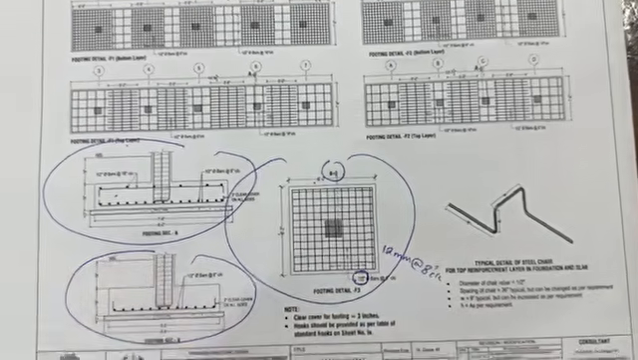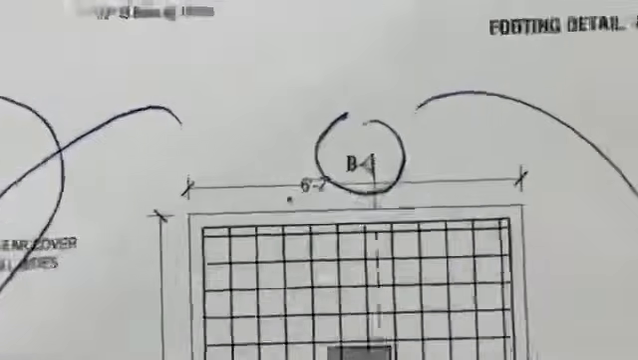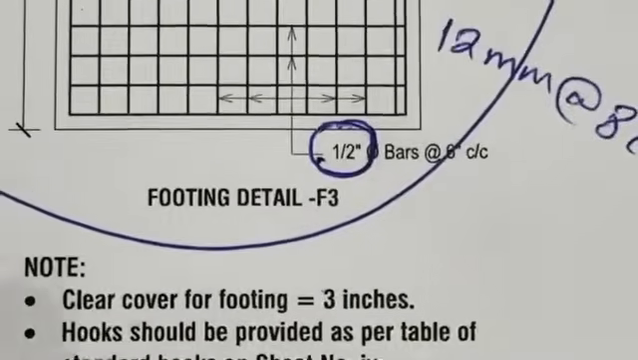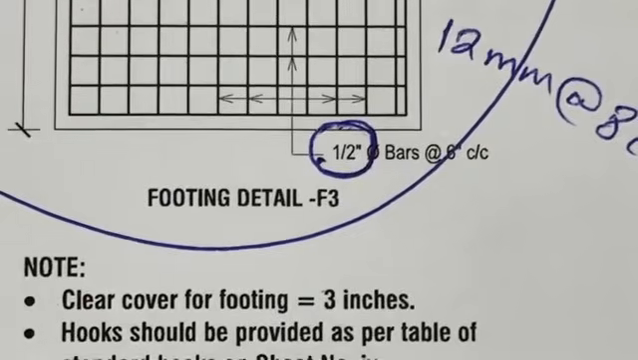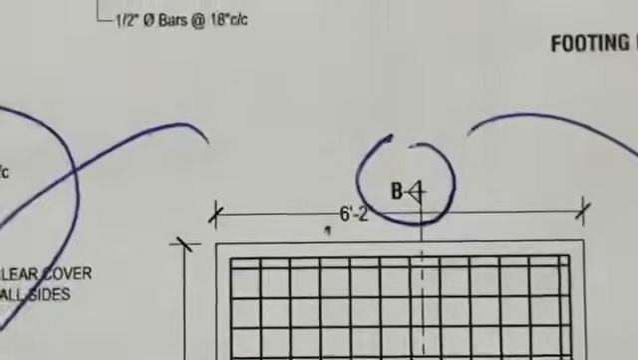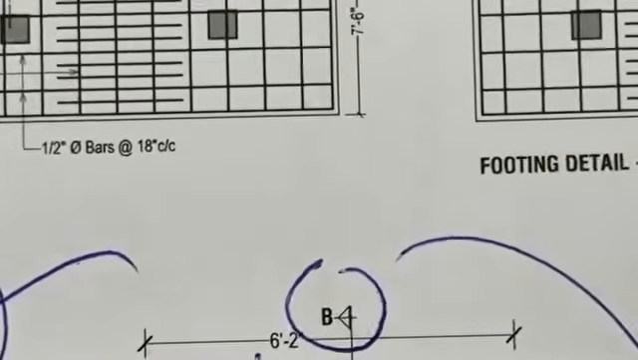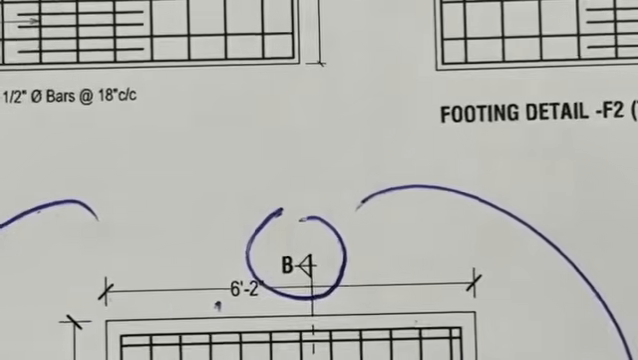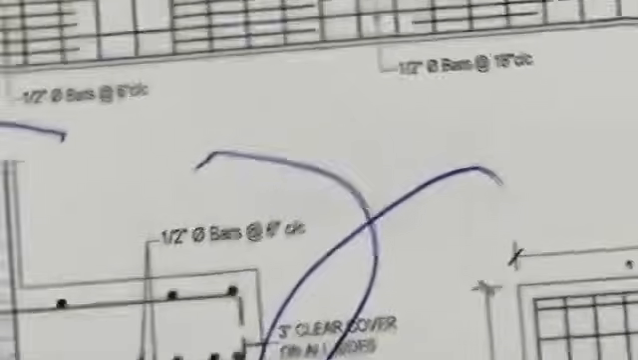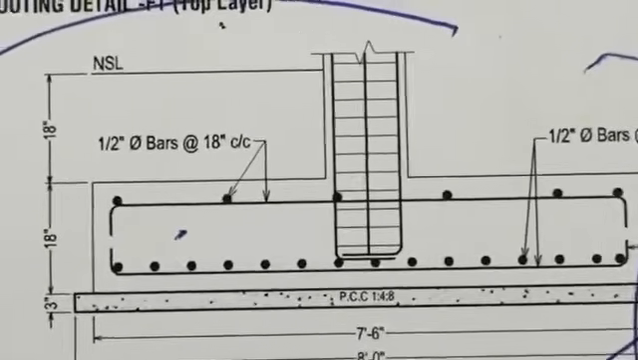Guys, you can see when I zoom the camera, you will find everything properly. You can see here, right? So 8 inches center to center. Next, let me guide you, not 8 inches, sorry, 6 inches, because I got confused. I have the section, so from this section I got the value.